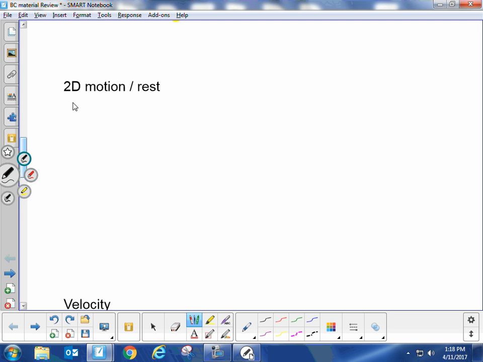For 2D motion and rest, we talked about going up or down. This is when dy/dt is positive. This would be when dy/dt is negative. If I'm going to the right, dx/dt would be positive. And if I'm going to the left, dx/dt would be negative. Okay, that's some motion.